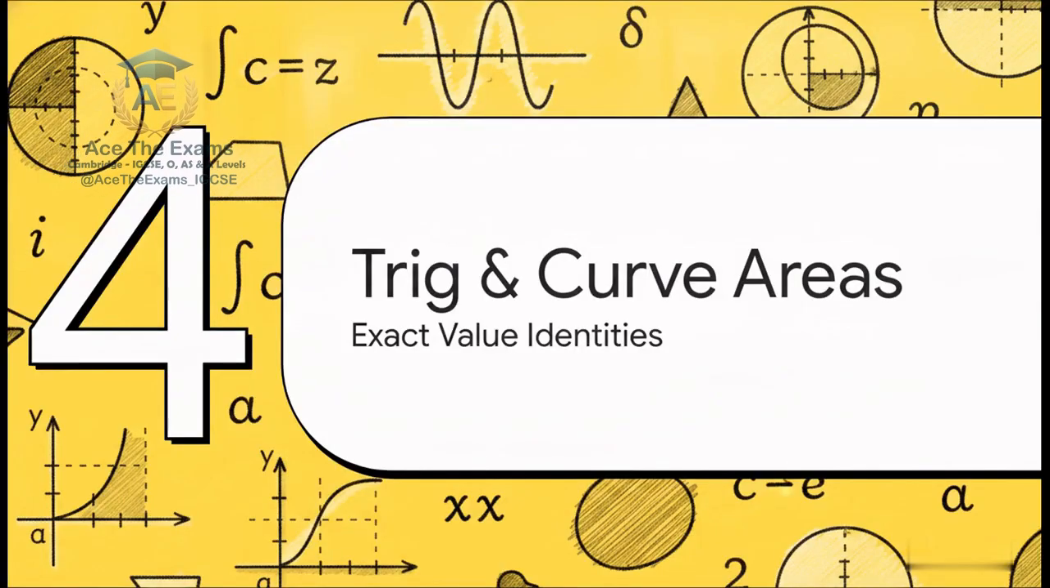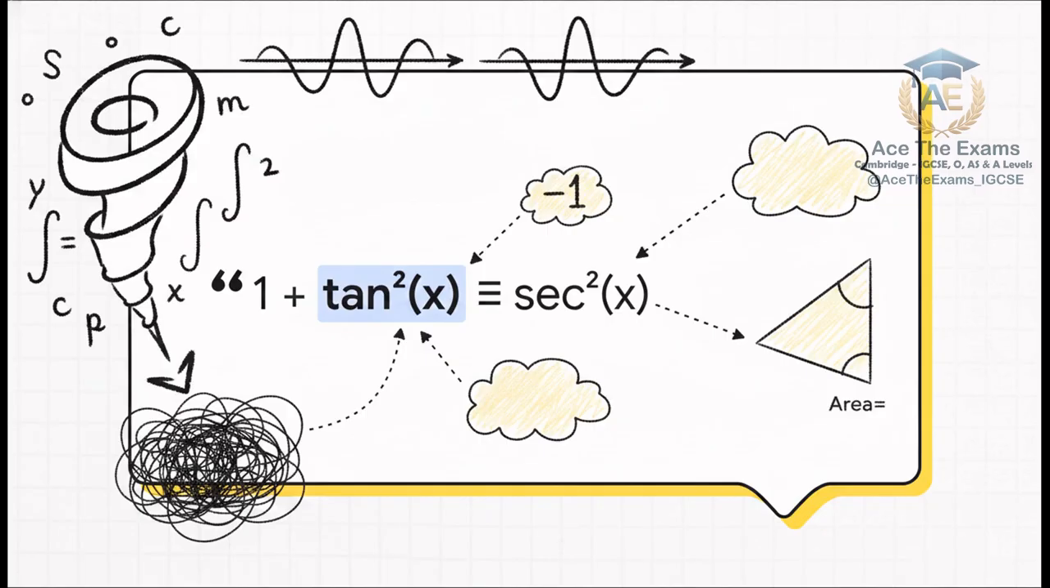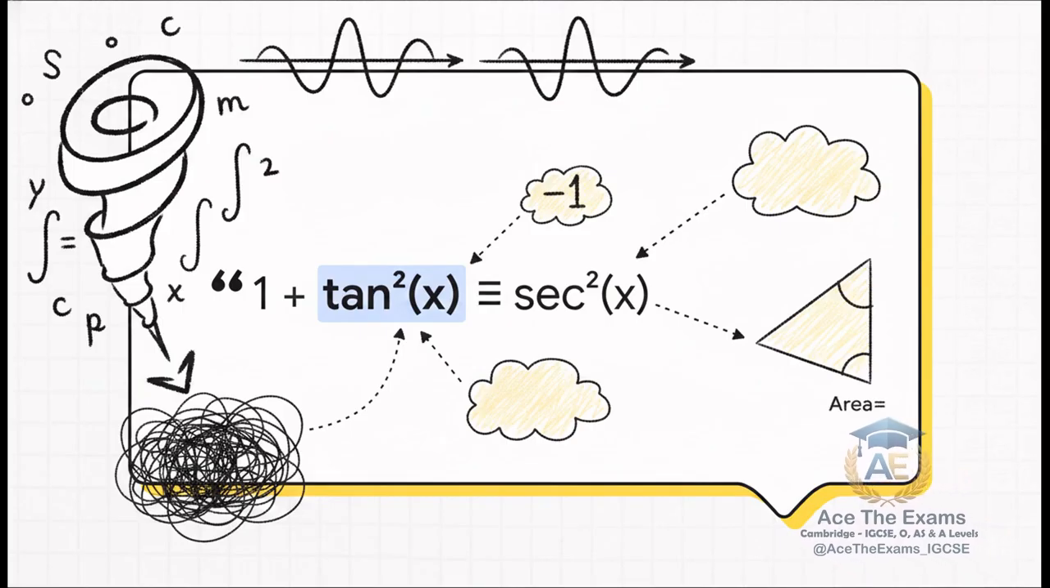Moving up a gear, Section 4, Trigonometry and Curve Areas. We're talking identities and exact values. Stepping up the complexity, we are now merging our integration skills with the sometimes tricky world of trigonometric identities. Before we can even think about finding the area under this curve, we absolutely must leverage this foundational mathematical identity to simplify the expression. Seriously, trying to integrate tangent squared directly is a complete nightmare. But by substituting it with secant squared minus 1, we transform what looks like an impossible integral into a standard rule that we can easily apply.